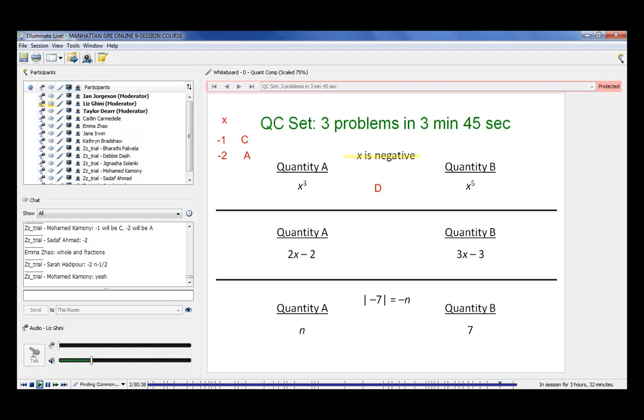It might be tempting to test a fraction, but I think there's something here. They're telling you X is negative. If you tested a fraction, it would go the other way. Testing a fraction would work. Actually, I'm going to put that up here as well, because in that case it would be B. All right, good job.